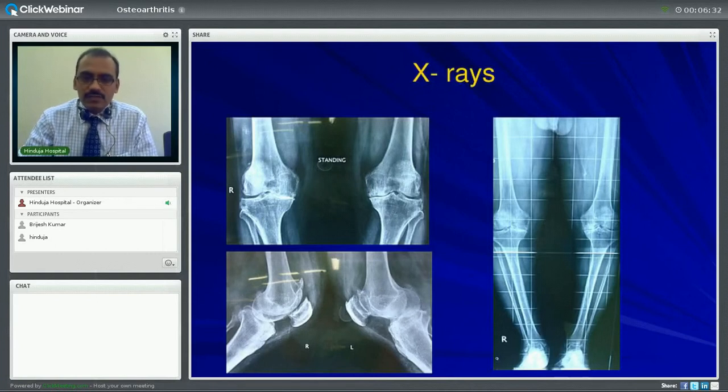These are the typical X-rays of a patient suffering from osteoarthritis, where you can find a reduction of the joint space and the deformity happening at the knee joint. These patients really get discomfort because of the loss of articular cartilage. The bones start eroding against other bone during movement, and that gives rise to pain and discomfort.